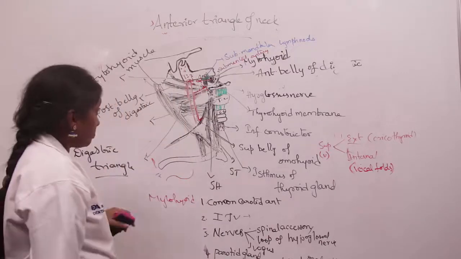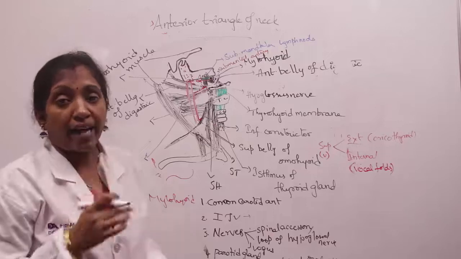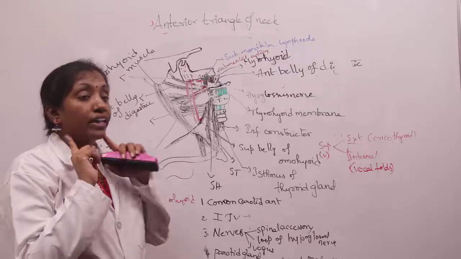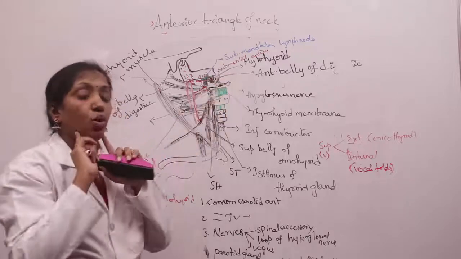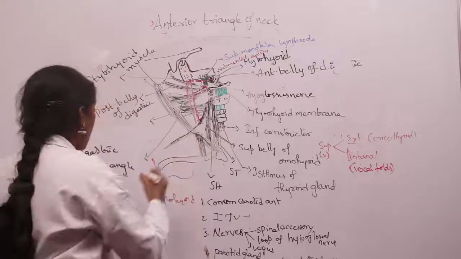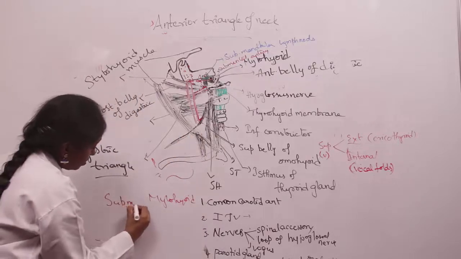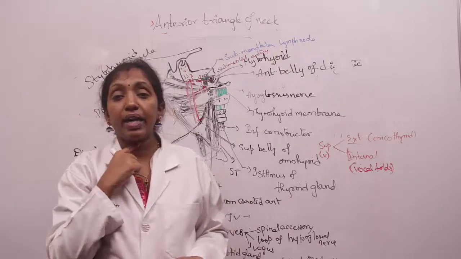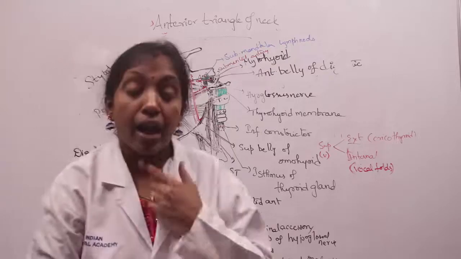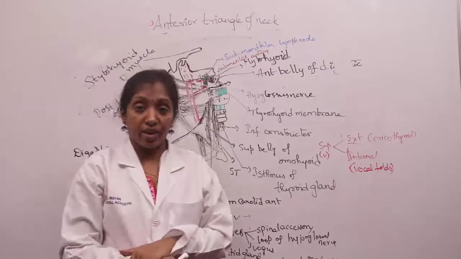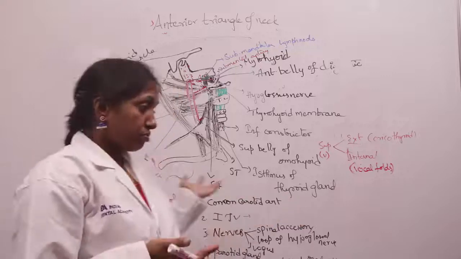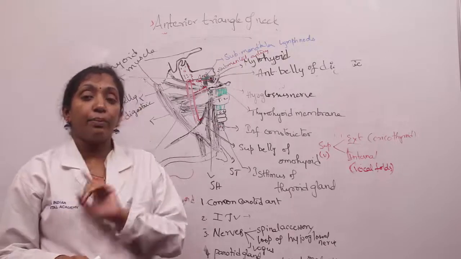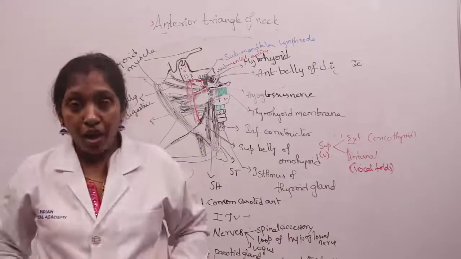So coming to the submental triangle. The apex is formed by the symphysis menti, and the base is formed by the hyoid bone. On either side we have the anterior belly of digastric. The floor is formed by the mylohyoid muscle. These two mylohyoid muscles are united by a median raphe, which forms the diaphragma oris.